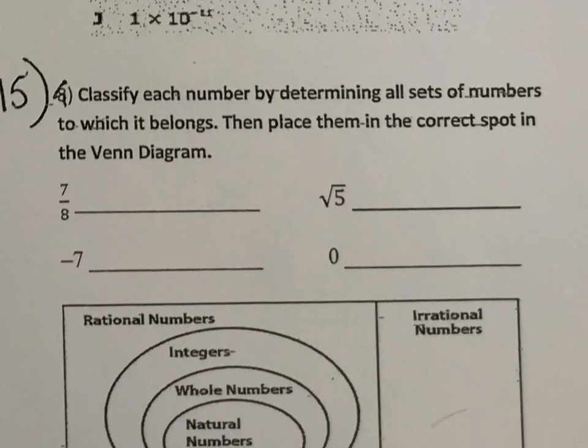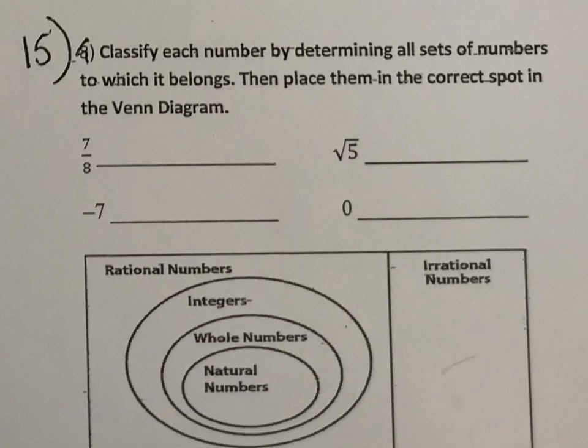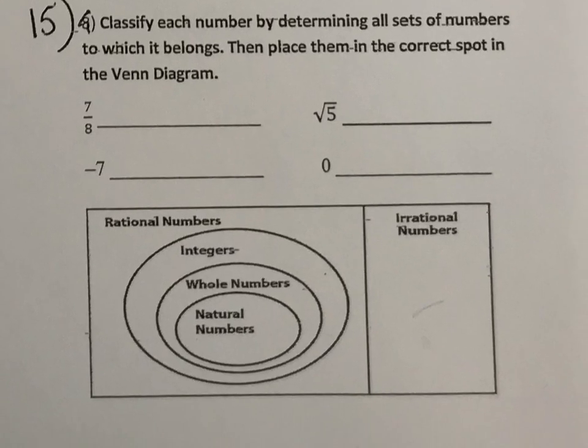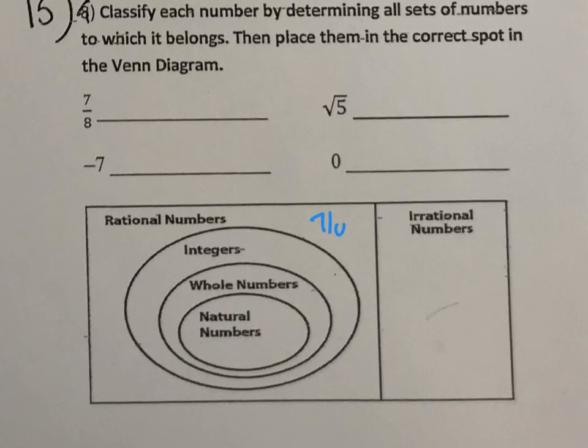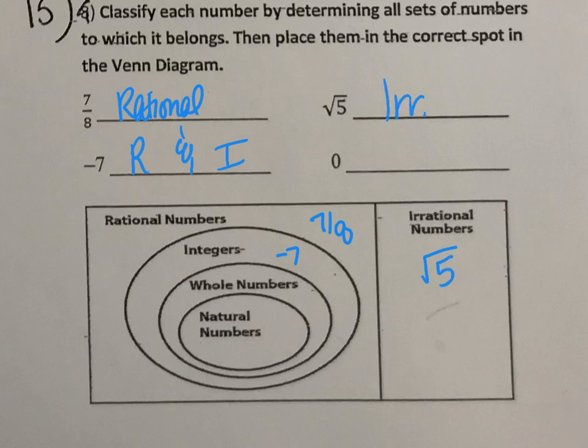And then our last one says, classify each number by determining all the sets of numbers to which it belongs. So 7/8 is just a rational number. Negative 7 falls into that category right there, which makes it rational and integer. And the square root of 5 is going to be irrational because it's going to go on forever. And then 0 is a whole number, so it's going to be rational, integer, and whole.